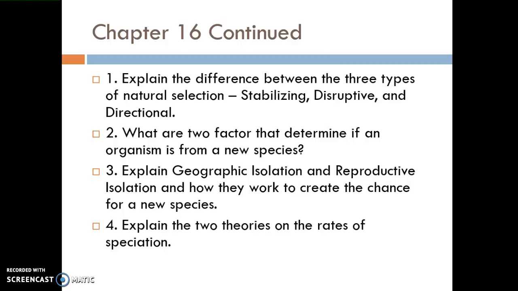And then two theories on the rates of speciation. Gradualism says that species develop at regular intervals or a regular gradual rate. And then punctuated equilibrium says that there's a sudden change in like the environment or a situation that causes a whole bunch of new species to develop all at once. And then there's no change for a long period of time, and then another big event happens that causes a whole bunch of new species to develop.